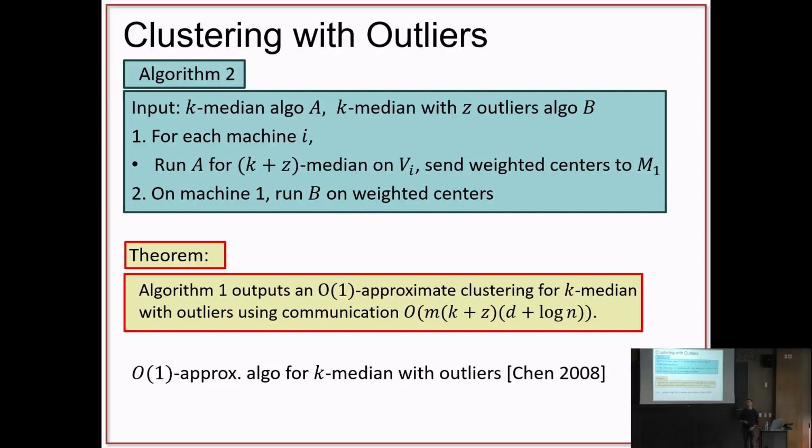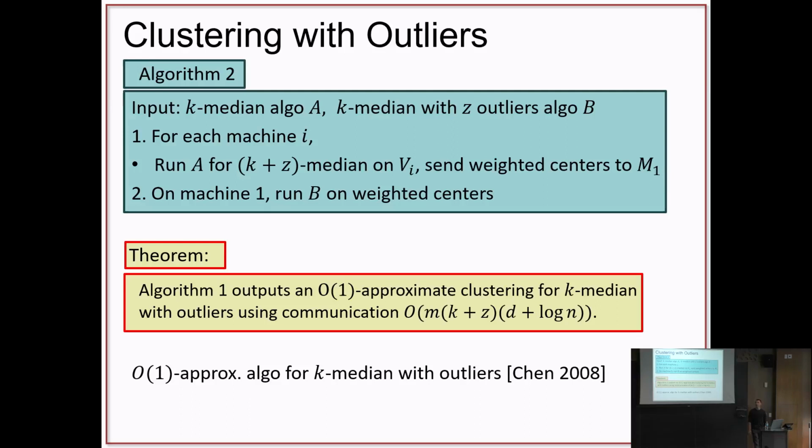As far as the proof goes, we need k plus z median to bound this in terms of k median with z outliers. I can't think of an example right now, but there are some examples where running k plus z median completely messes you up. But for k plus z median, it's provable that it'll work out. Maybe we can talk more after.